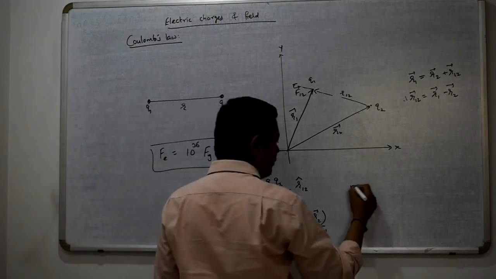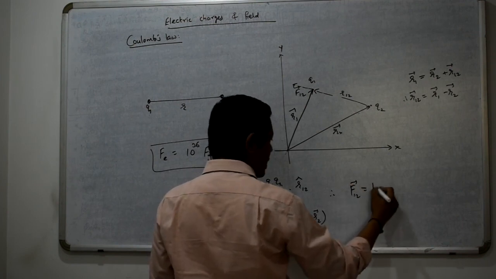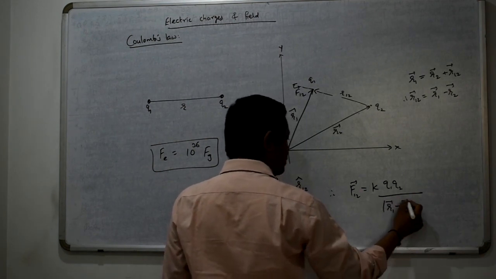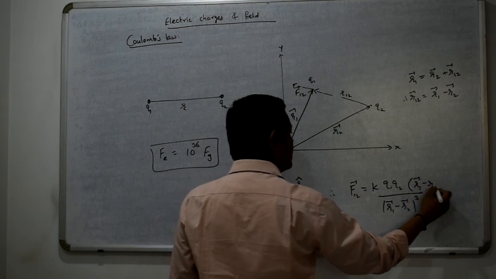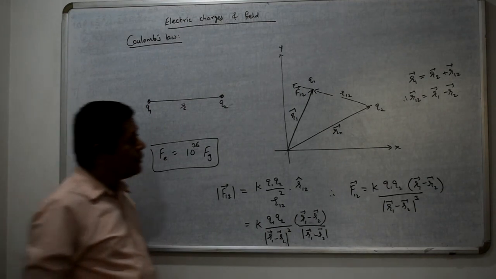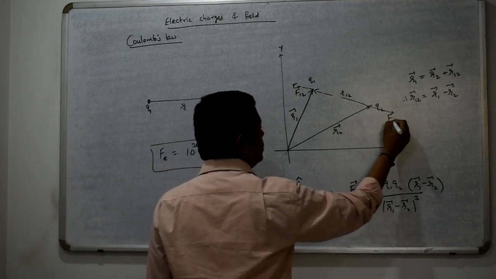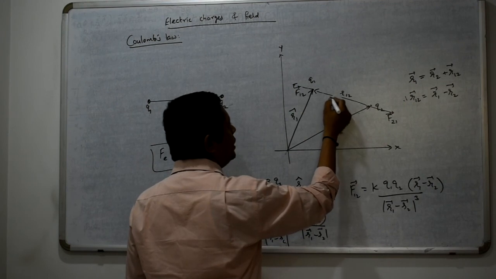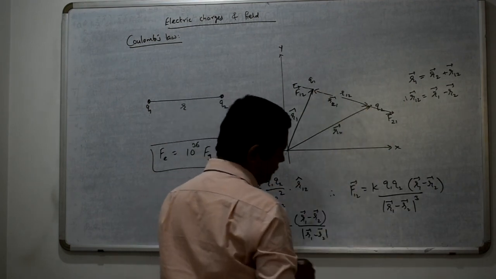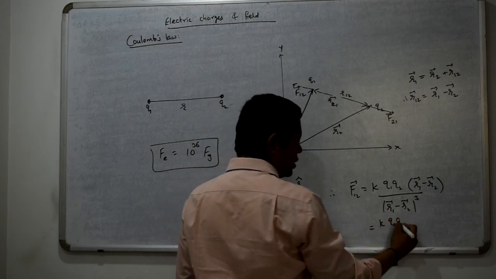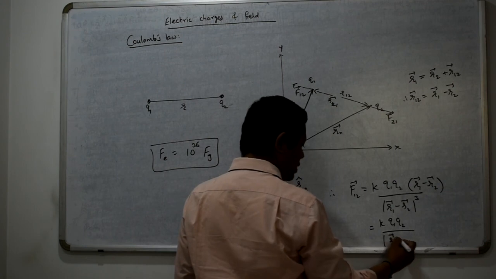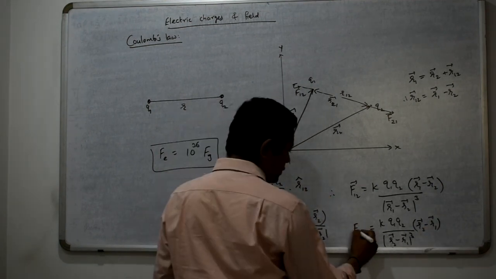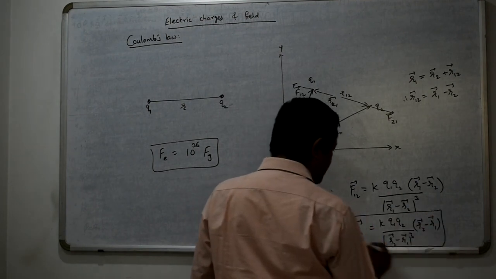So you can write F12 is equal to KQ1Q2, in the denominator R1 minus R2 cube, into vector R1 minus R2. Similarly, if you want to write the force acting on charge 2 due to charge 1, F21, then the direction of vector R21 will be along this direction. So the force equation will be KQ1Q2 upon R2 minus R1 cube into R2 minus R1. This is F21.